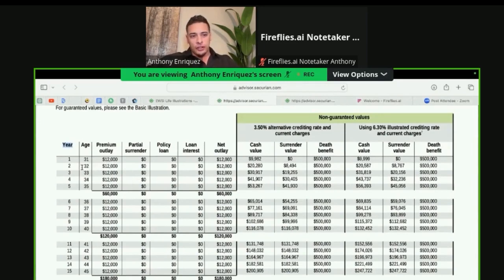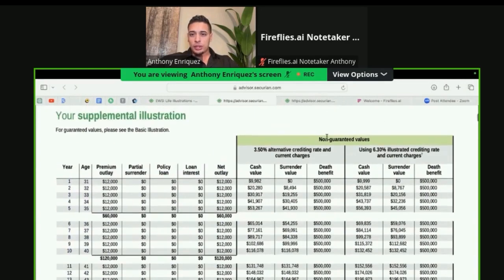So the first year, I'm age 31. At the end of this policy year, I would have put in $12,000 in premium outlay, and we're not taking out loans in this example, but the net outlay would change if you take out a loan. So in this case, it's just going to be the same. There are two non-guaranteed values as far as interest rates.